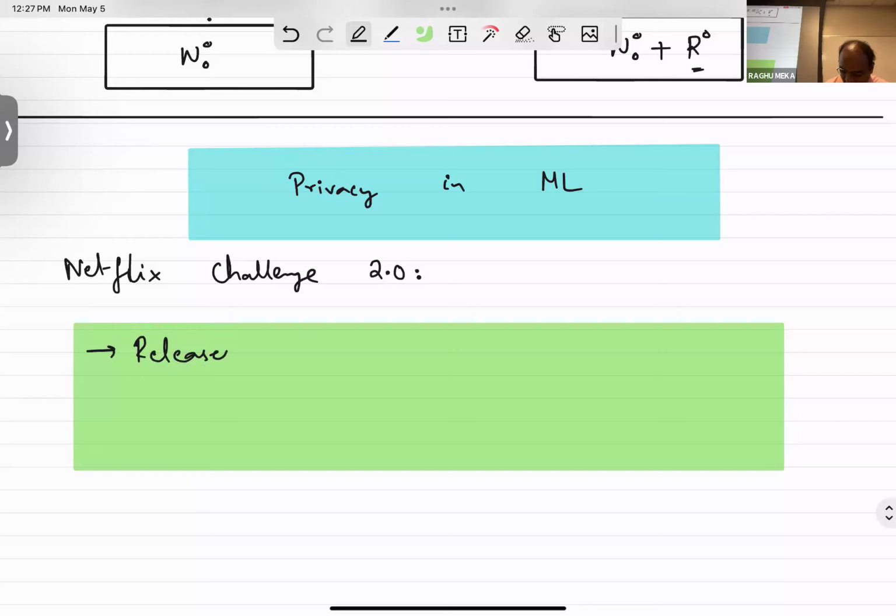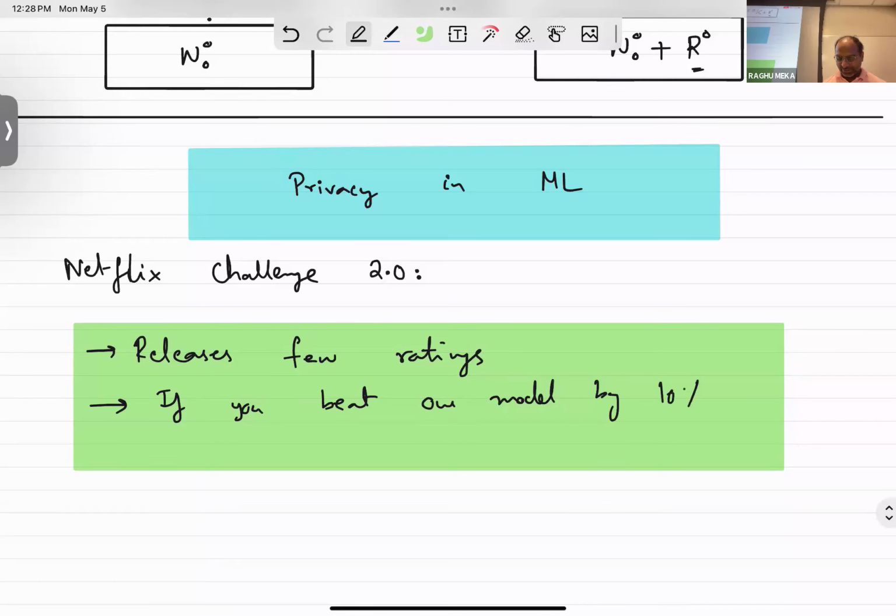thing, releases few ratings. Okay, and they had a holdout data set as well. But this time, they got more confident, or whatever, or like the publicity, they said, if you beat our model by 10%, then you get $10 million. Okay, so the prize money increased from 1 million to 10 million, but they updated their model, so they thought this would be more challenging. Okay, but this was only live for a little bit, and then Netflix had to cancel it actually.